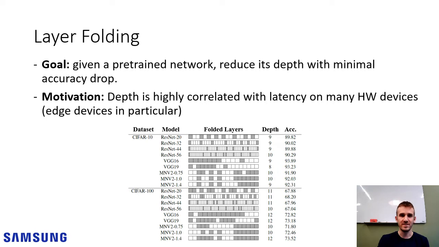Layer folding is a method of reducing a pre-trained neural network's depth. While there are many works for reducing the size of a given network, most focus on reducing flops or channels, occasionally removing an entire layer as a byproduct. However, depth is highly correlated with latency, especially on edge devices. This motivates us to develop a method for depth reduction specifically, a method which is inherently different than existing methods to reduce the number of channels.